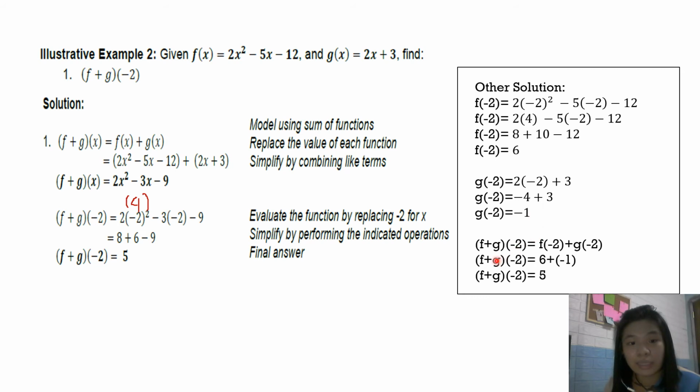And that's the time we perform the operation, which is f plus g of negative 2 is equal to f of negative 2 plus g of negative 2, right? Sabi nga sa definition ng addition of function. So, what is our answer in f of negative 2? That is 6. So, 6 plus, how about in g of negative 2? Negative 1. So, 6 plus negative 1 is 5.